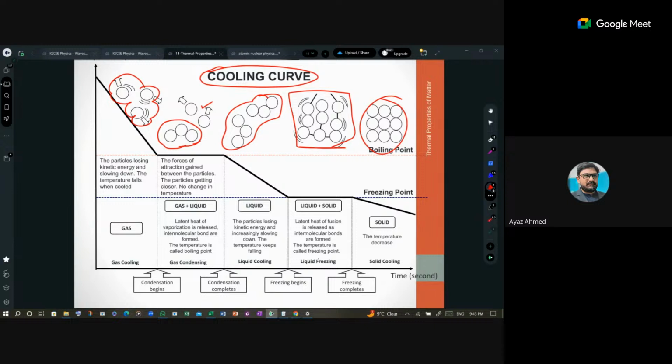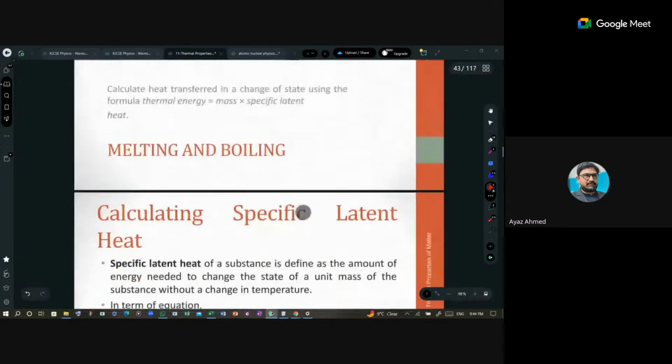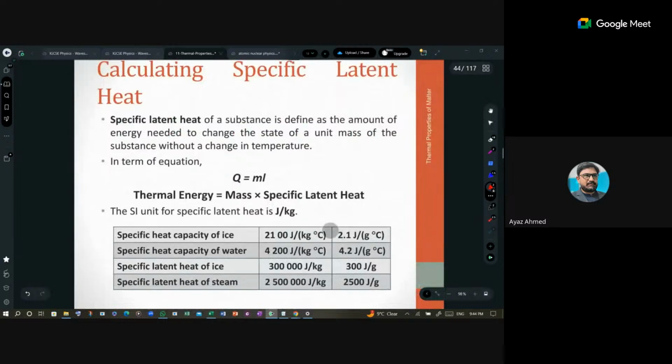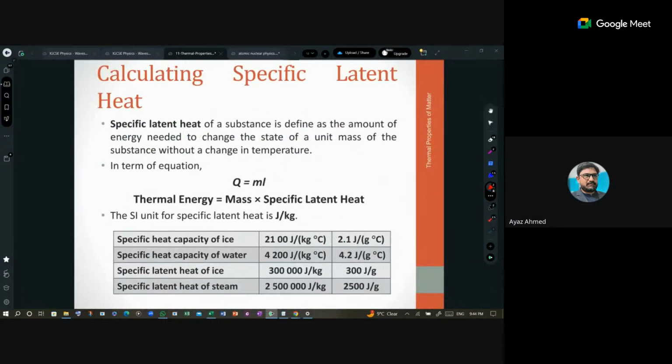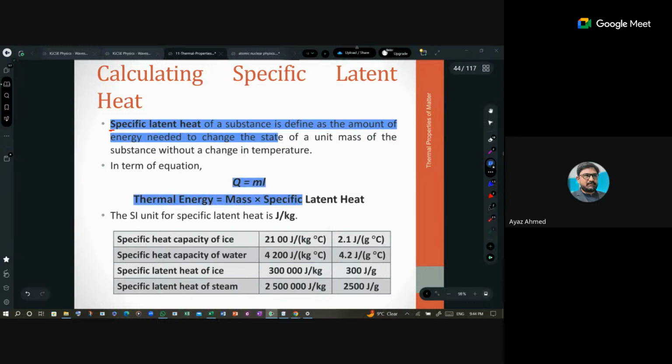So should I move to next? Yes, sir. Okay. Now we are calculating heat capacity. The formula is given over here, but I have explained that at the top. Specific latent heat of a substance is defined as the amount of energy. The same thing again. That is equal to m times L, which is thermal energy equals mass into specific latent heat. So remember one thing, you are supposed to have mass into specific latent heat. If it is latent heat of fusion, it would be L_F. If it is latent heat of vaporization, it is your L_V.